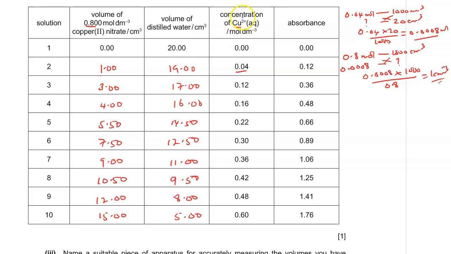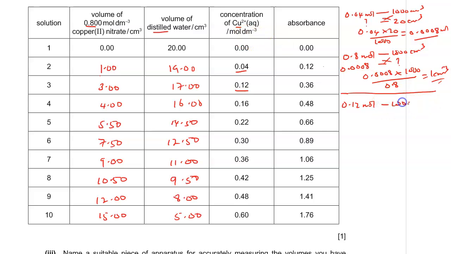moles per liter of copper 2 ions. And therefore, since you have 1 centimeter cubed of this, you need to add 19 centimeters cubed of distilled water to get a volume of 20. That is one. Let's do the second one, this one, to know what volume of copper nitrate we require. So you say here you are given 0.12 moles of copper nitrate in a liter.